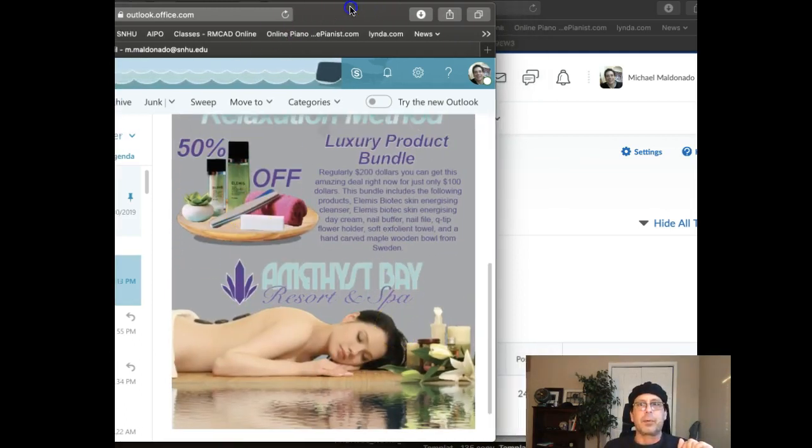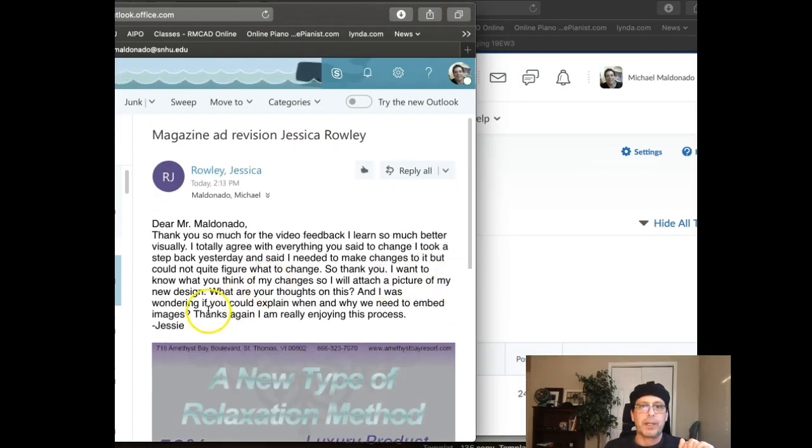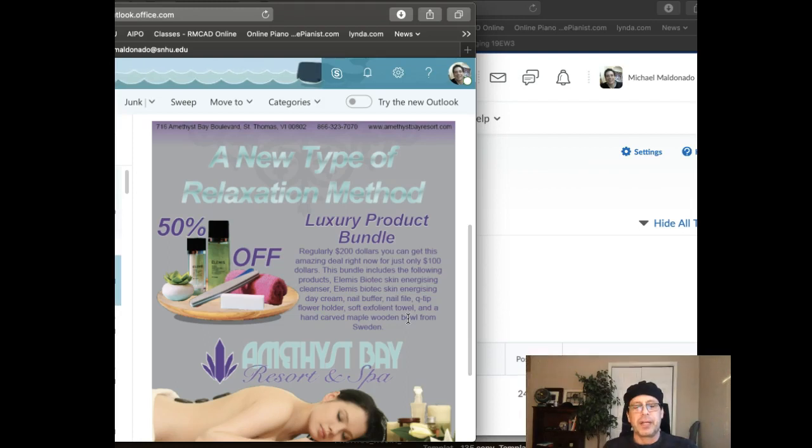All right, now the other question you asked me was about embedding. I was wondering if you could explain when and why we need to embed images. Okay, embedding images in Illustrator, you can do one of two things. You can embed the images or you can link the images. You have to do one of the two.